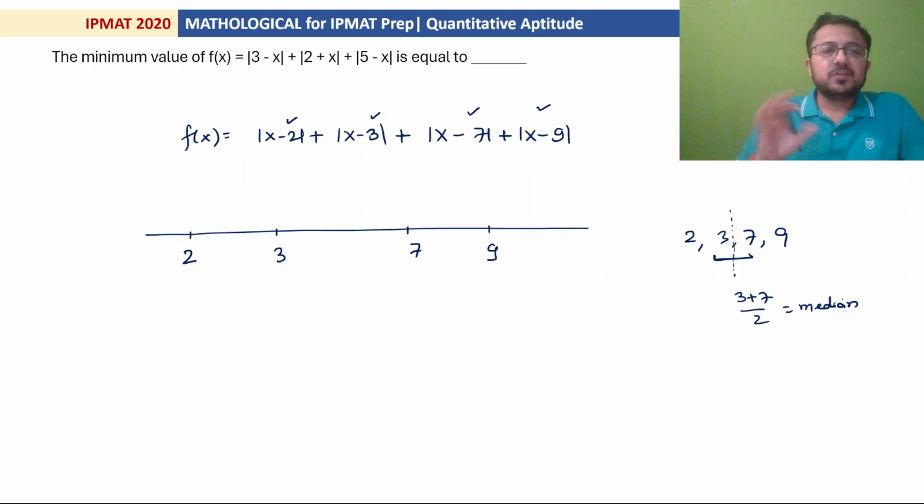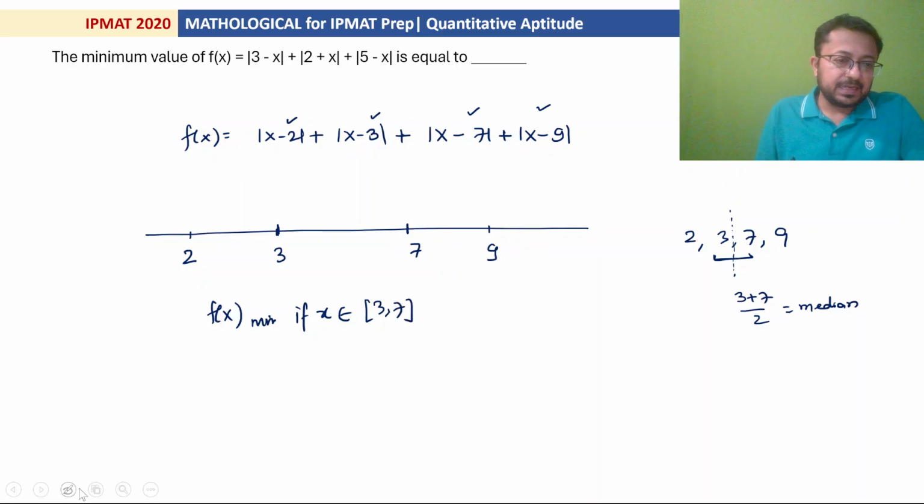So distance will be shortest between 3 and 7. So our solution will come, f(x) value minimum, if x is between 3 and 7. Any value from 3 to 7, our result will be the same. For example, let's first place x at 3.